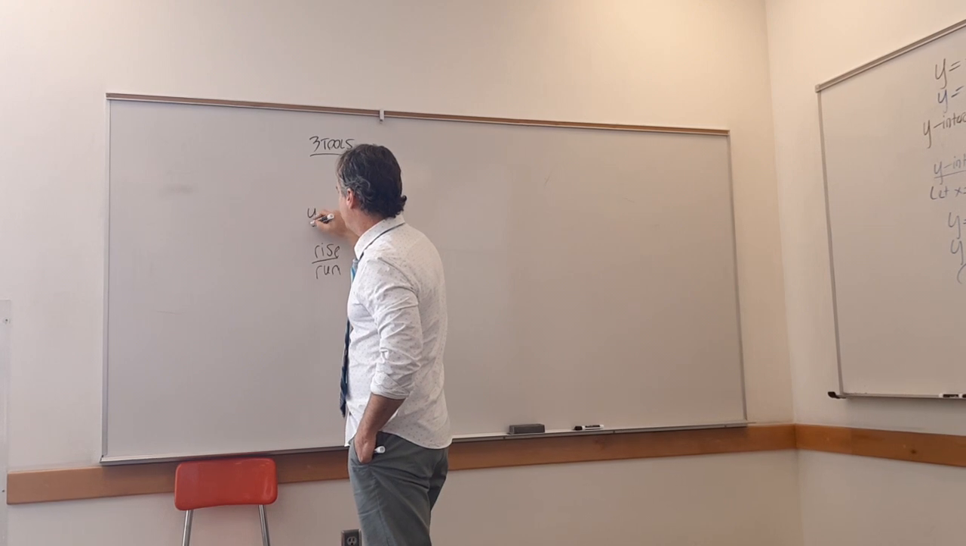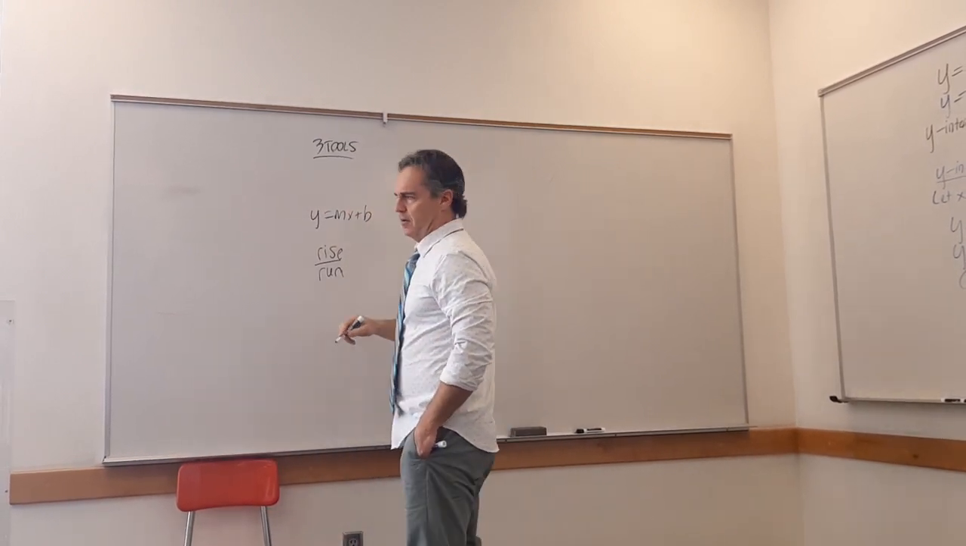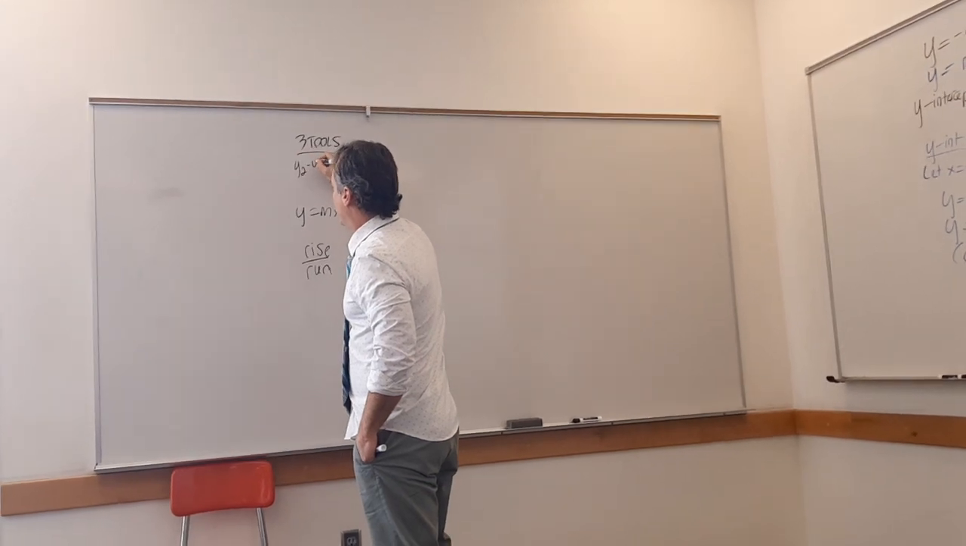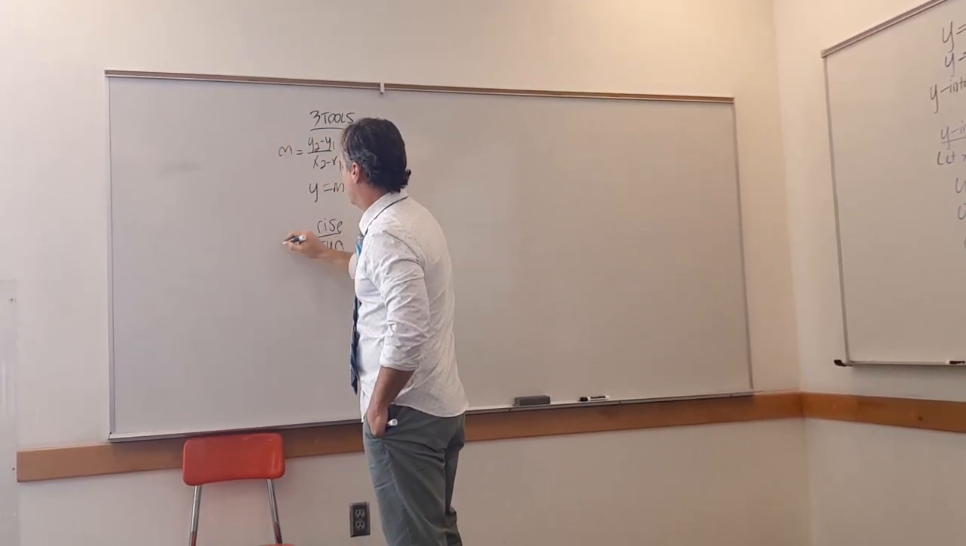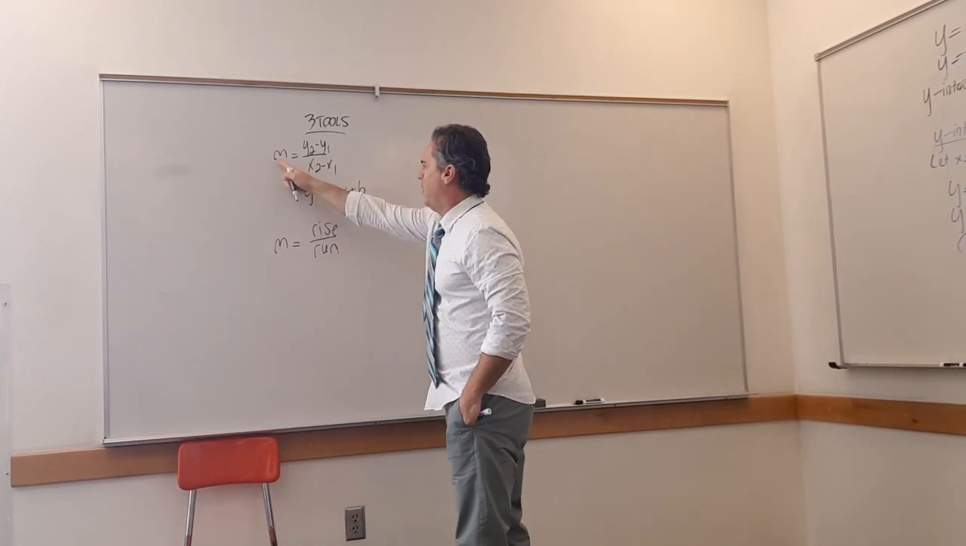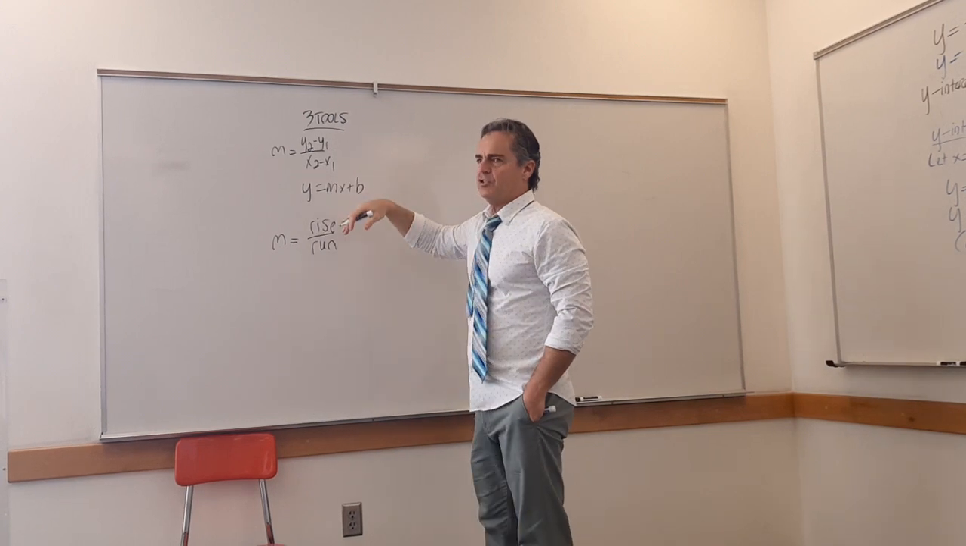Yeah, y equals mx plus b. Very good. That's another one. And our final one: y2 minus y1 over x2 minus x1. Beautiful. Okay, every one of these gives us slope. M, M, M. Okay?